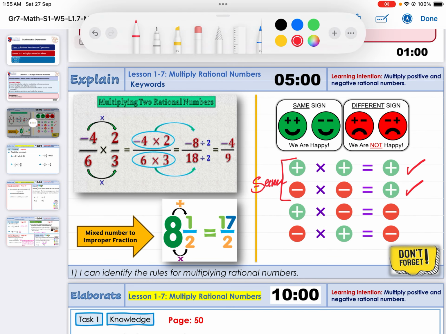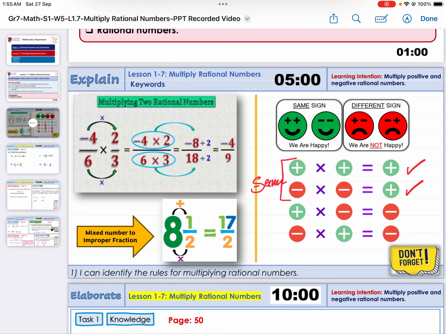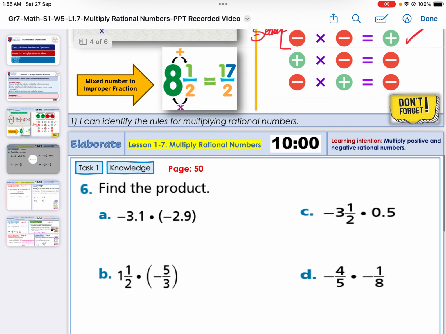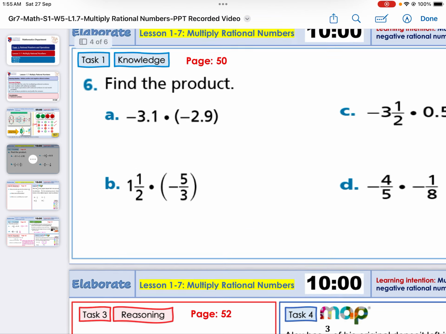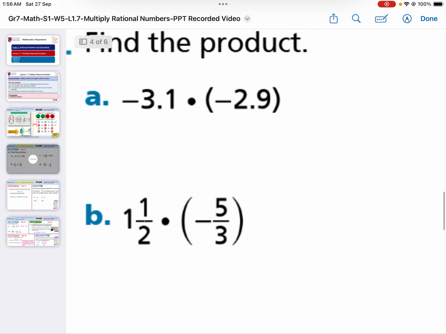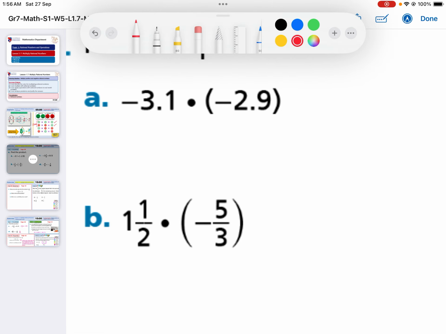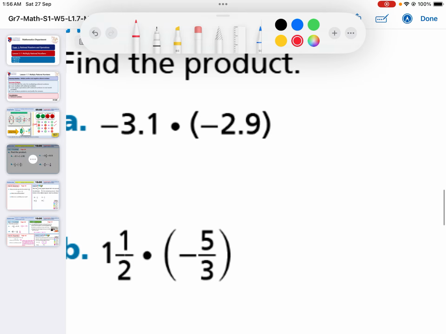Okay guys, let's get going, let's move on. In this lesson, we have some rational numbers. Rational numbers, like we said, could be decimals, mixed numbers, or fractions. I'm going to teach you how to multiply each type. We're going to start with this example, where both of them are decimals.